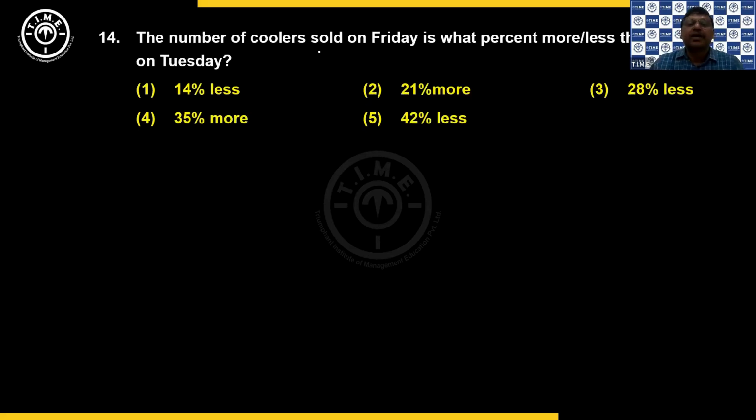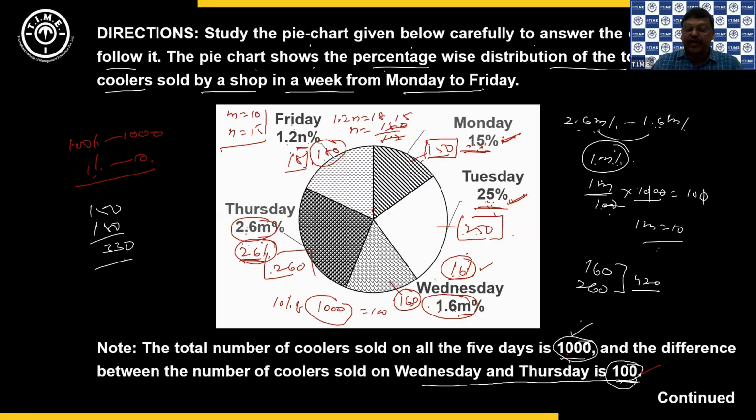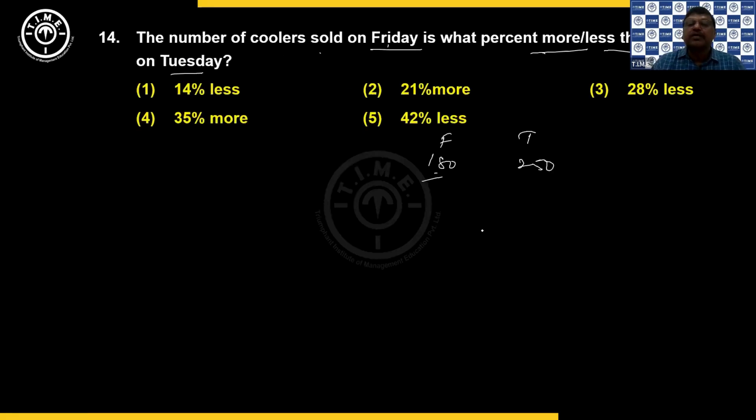Right? The number of coolers sold on Friday, you said 180. Coolers sold on Friday is how much you said? 180. What percent more or less than what? Than Tuesday. Tuesday is 250, students. Let's confirm once again: Friday 180, Tuesday 250. Correct? Right. So now what is the question? Friday is what percent more or less than on Tuesday? What follows 'than'? Tuesday will go to the denominator. 180, 250. Friday is 70 less than Tuesday's 250.